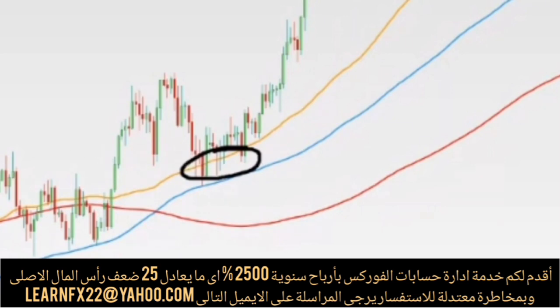So we're looking to get involved here on the pullback. And I like the idea personally of getting in on a close in this zone. If you get some sort of close or movement into there, we could look for the setup. So you can see right here, we've got a nice close inside of that zone, and that is where I'd be looking to get long. So let's say that I took a buy trade here.